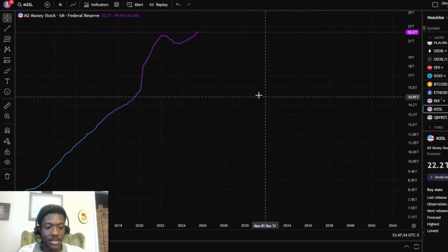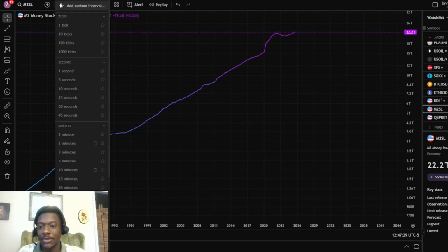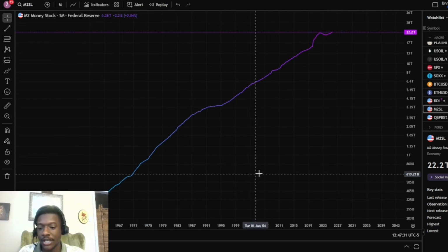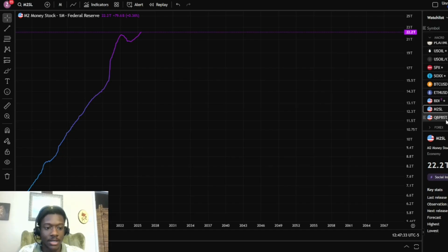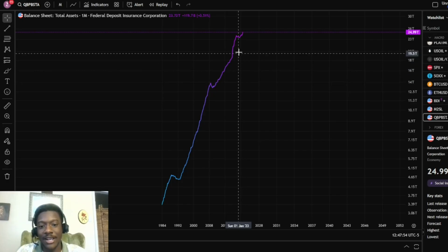M2 money supply just continuing to go on up, 80 billion for the month. Yeah, this is a monthly candlestick, up 80 billion for the month. And like we talked about last time, the Fed's balance sheet went up $500 billion for the month of September. So next month we're going to get more data on how big our central bank's balance sheet is, how much government bonds they've been buying, and yeah, we'll see what's going on there.